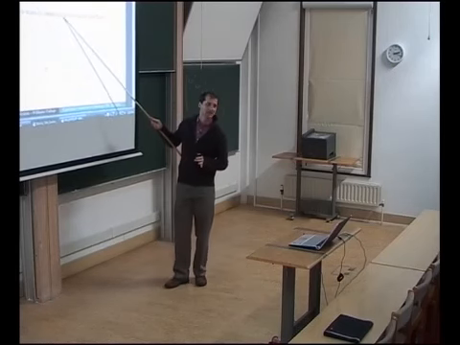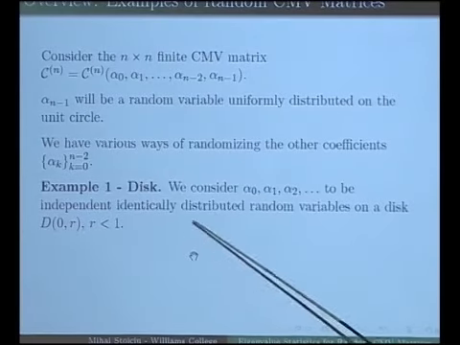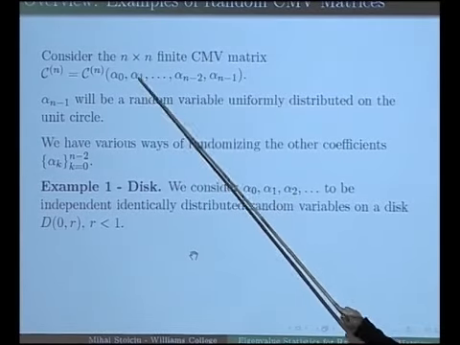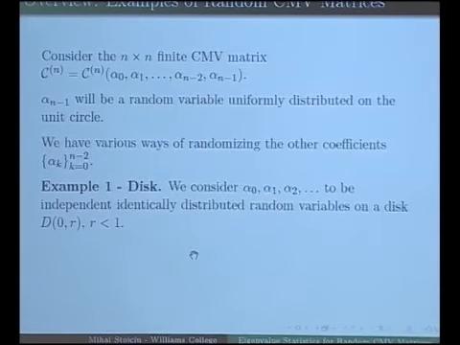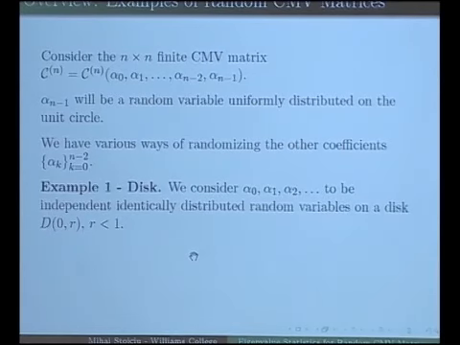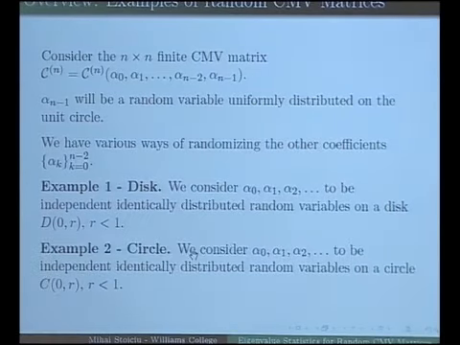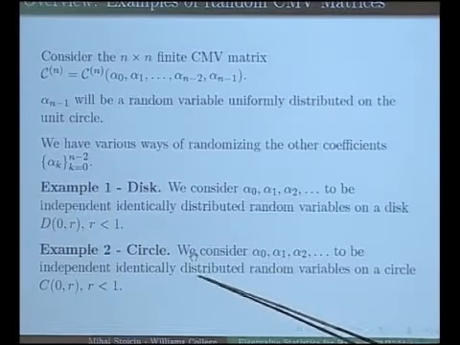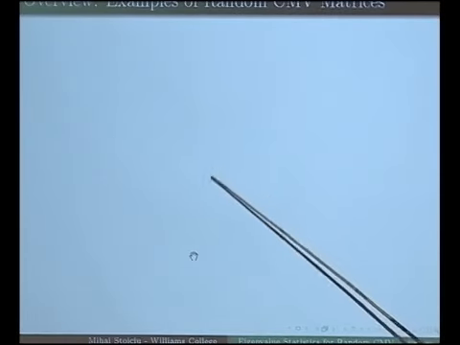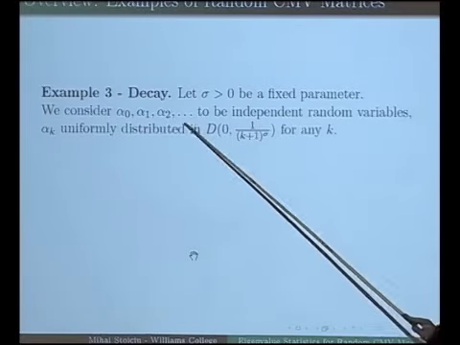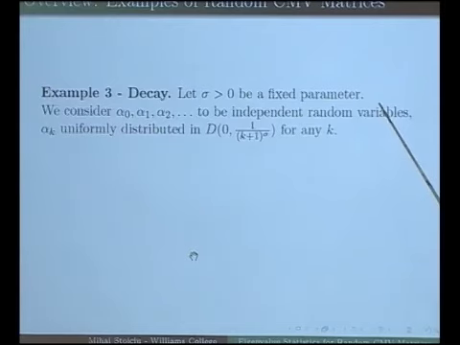Alpha n minus 1 is a random variable uniformly distributed on the unit circle. So that's the last coefficient. And for the other coefficients, we have various ways of randomizing them. For example, we can take all the other coefficients to be independent identically distributed on the disk, or we can take them to be independent identically distributed uniform on the circle.